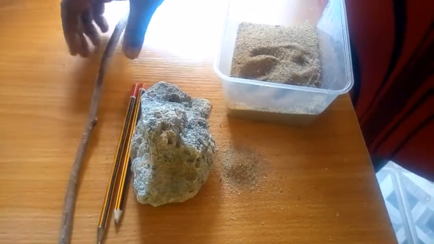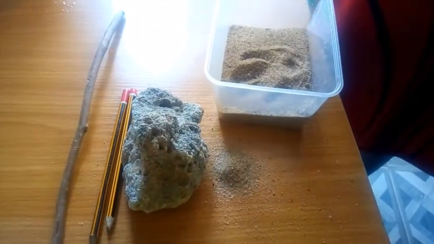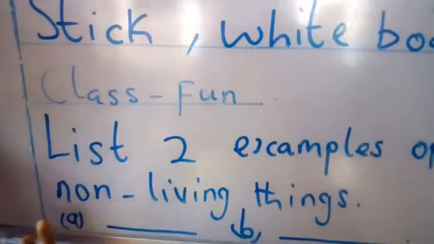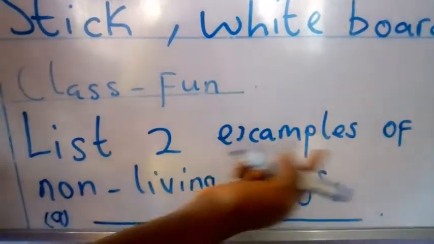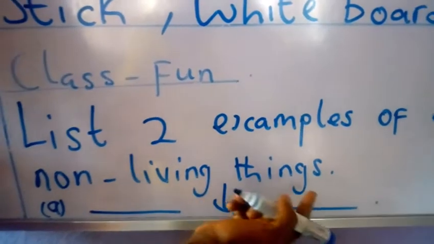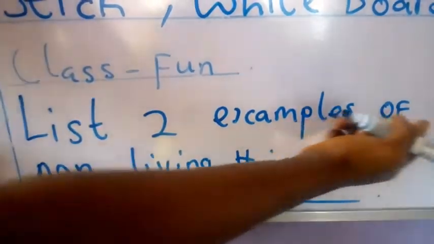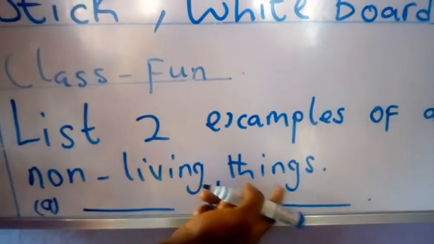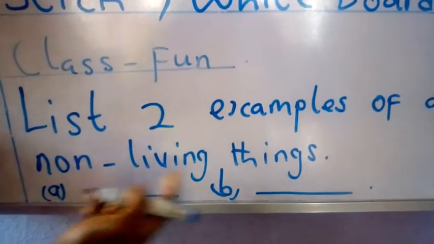Okay, children, let's go back to the board to do our class form. Back to the board, children, this is our class form. The instruction here said, list two examples of non-living things. So you are going to give me the examples here. Write it out for me to see.